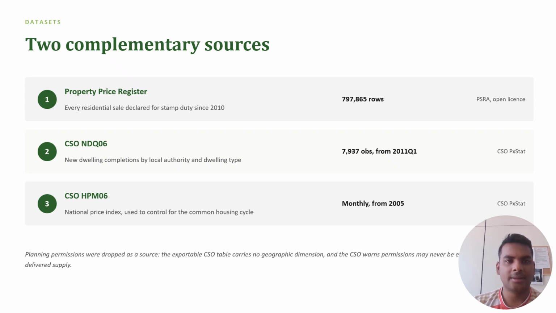I used three open data sources: the PPR, the Property Price Register containing around 8 lakh sales since 2010, CSO data on dwelling completions by local authority and dwelling type, and the National House Price Index, which I use as a control. I originally planned to use permissions but completions were a better measure because they represent actual delivery of supply.